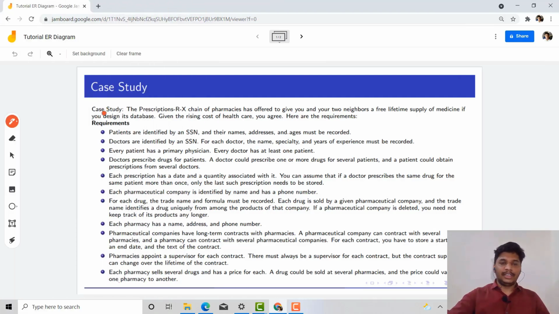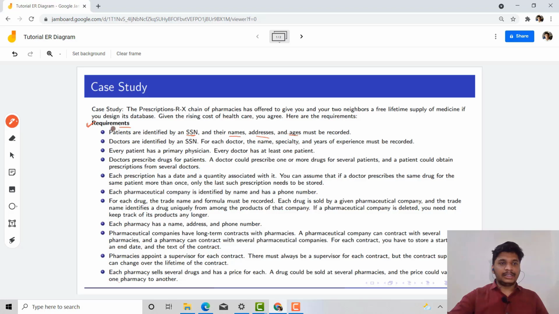So here is our case study. Based on this requirement, we have to draw our ER diagram. We have to follow those four simple steps. Which one is our first step? First we have to identify the entities, right? Now see here, patients are identified by an SSN and their names, address and ages must be recorded.